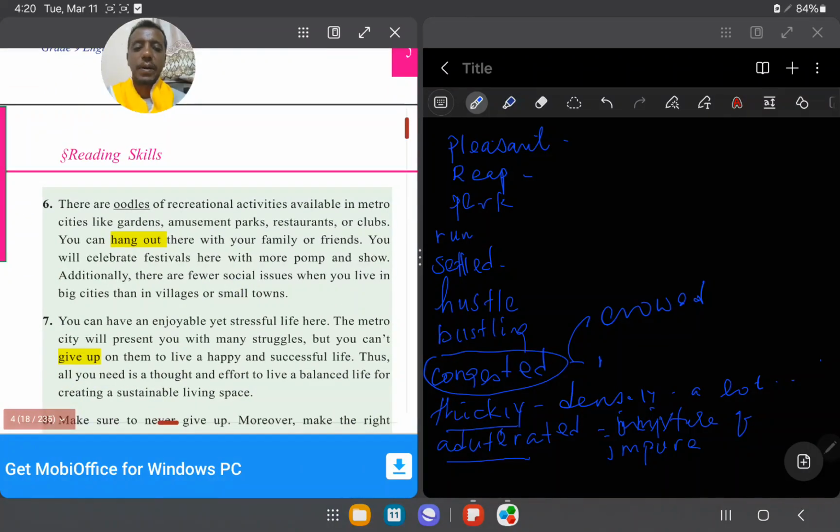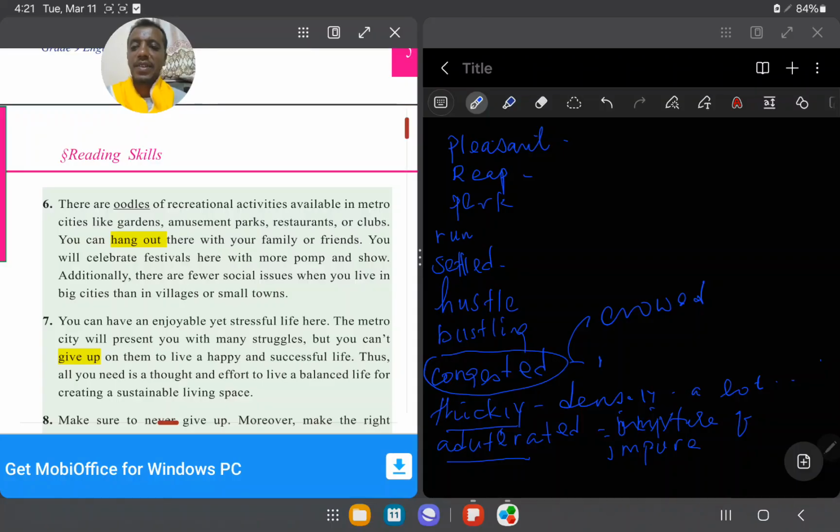Paragraph 6: the oldest of recreational activities available. Okay, oldest, what does it mean? Since it is in the question, we will see it together.